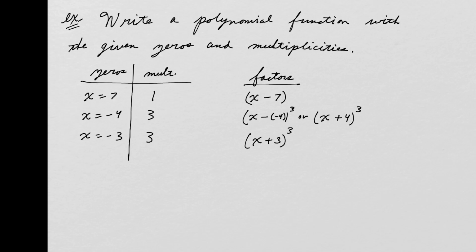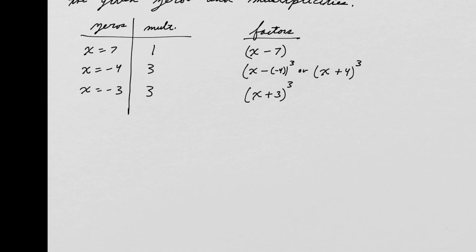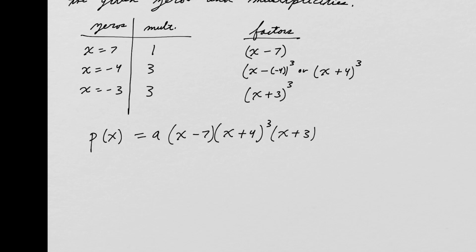Okay, so the sign is always the opposite, right? Because think of it, you're setting each factor equal to 0 to get the zero. So the sign is going to change on the factor. All right, so we know that, I'll write it as p of x. It has the form a, then it's going to be x minus 7, x plus 4 cubed, x plus 3 cubed.